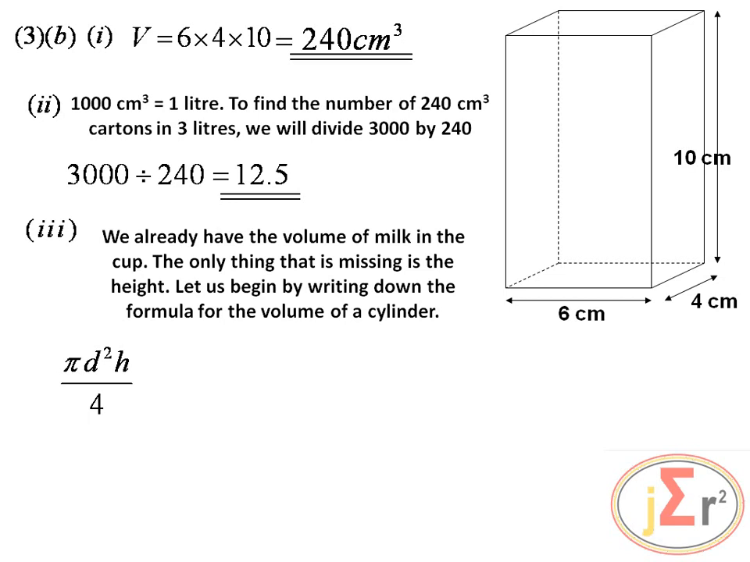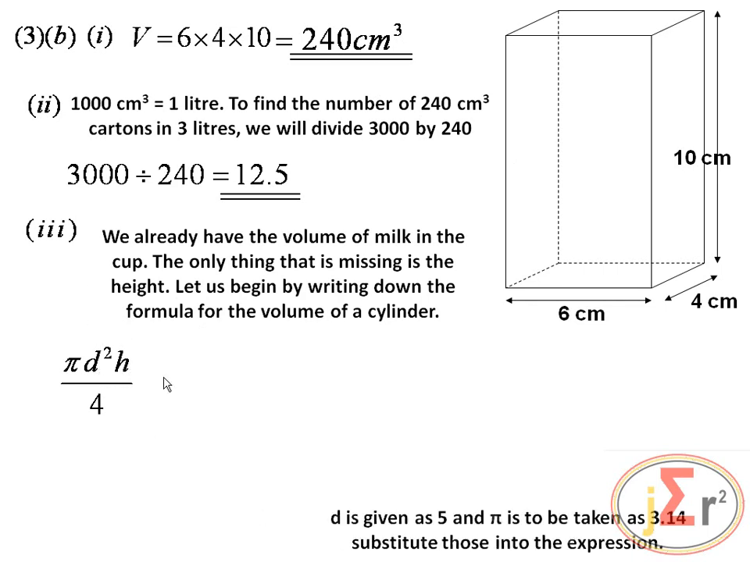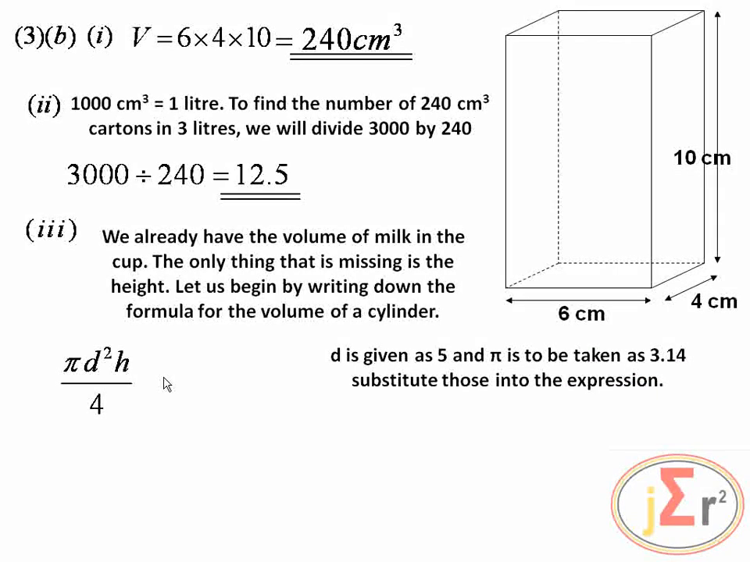That's not difficult, because if we can write an equation with a single unknown, then there's no difficulty finding that unknown. Here we know the diameter, we know pi, we do not know the height. And of course this volume is equal to 240 centimeters cubed. That is also known. The only unknown there will be the height. So d is given as 5 and pi is to be taken as 3.14. Substitute those into the expression.